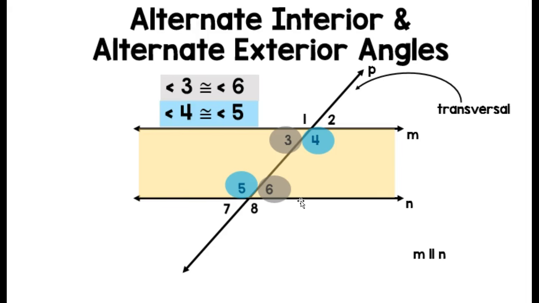And again, the other two angles, they're also alternate to each other. So there's another pair of alternate interior angles. Angle 4 is congruent to angle 5.